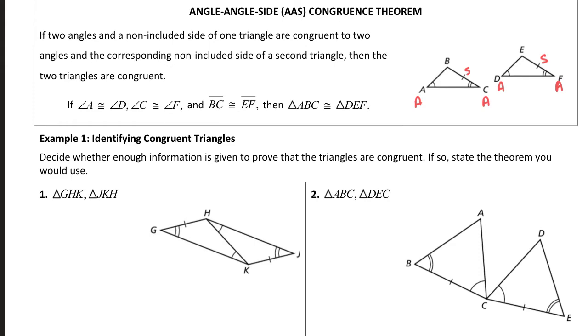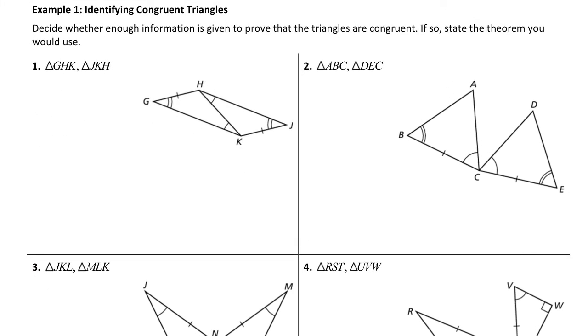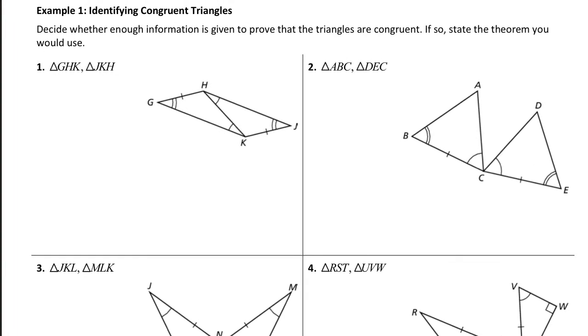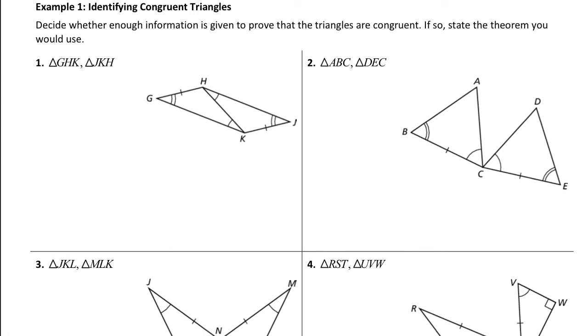So to cover some examples, right now we are focusing only on angle, side, angle, and angle, angle, side. So when we look at this, we look at GHK and JKH. There are some things we can assume that we can talk about, but when we look at this, I see angle G is congruent to angle J, and to name these, G and J are okay to name.